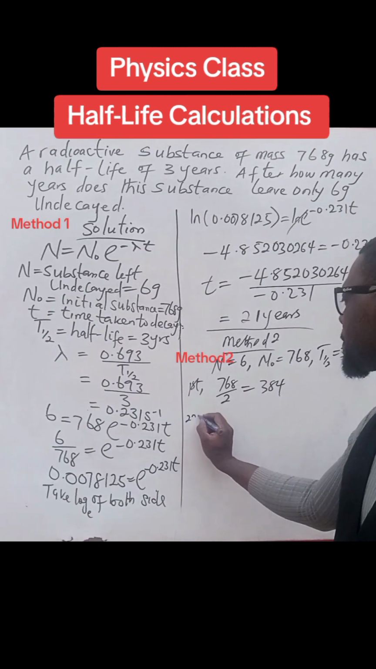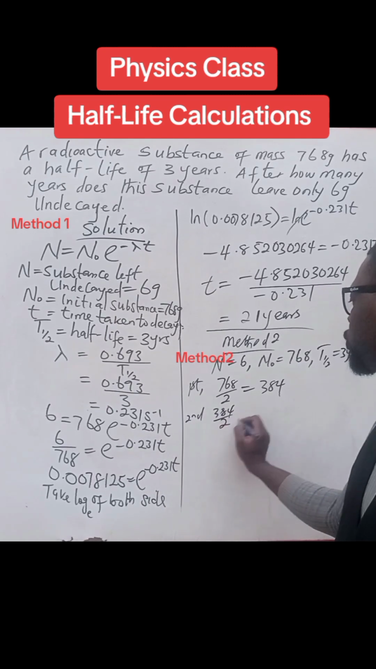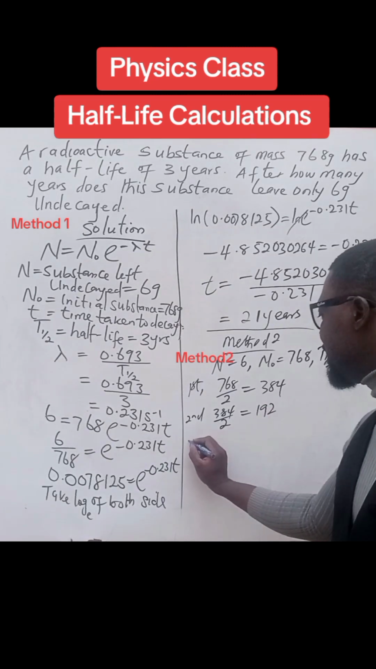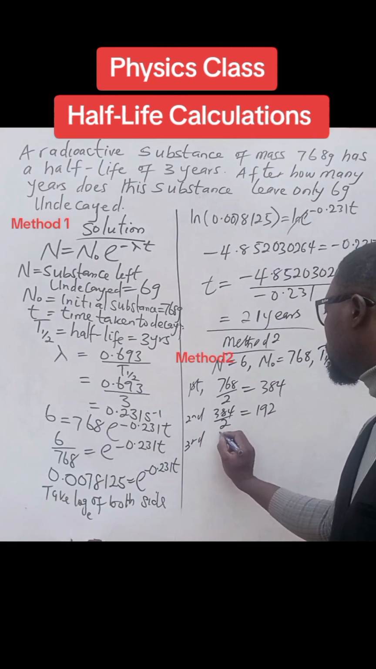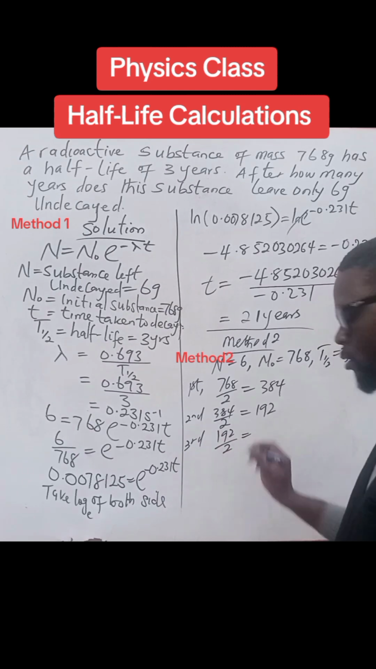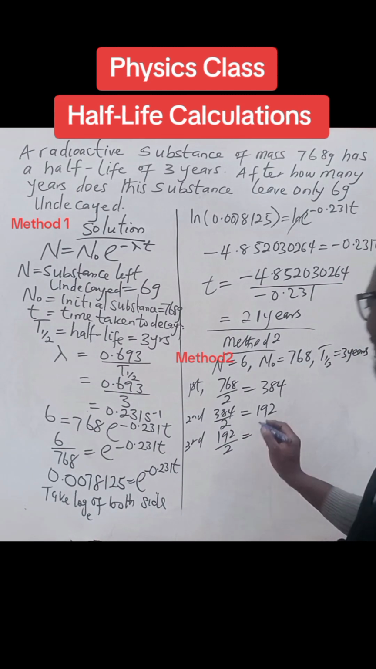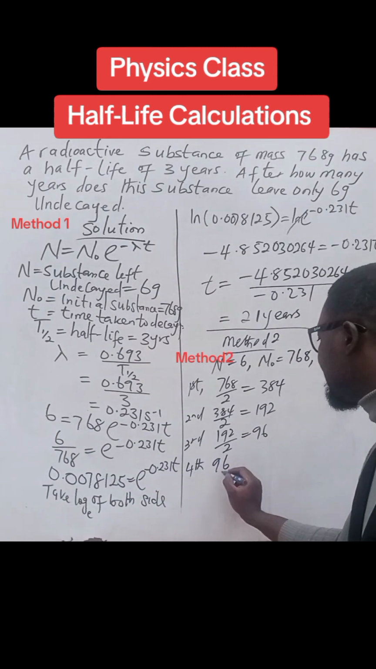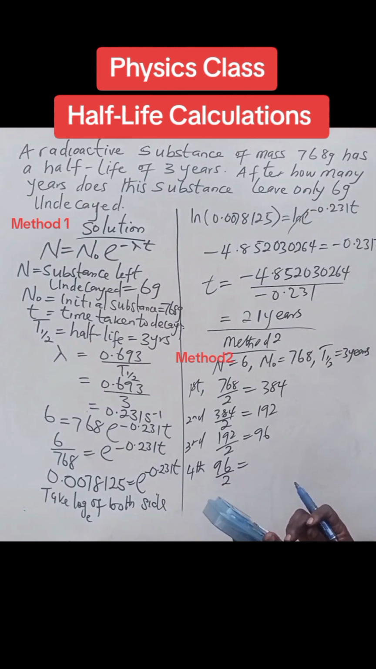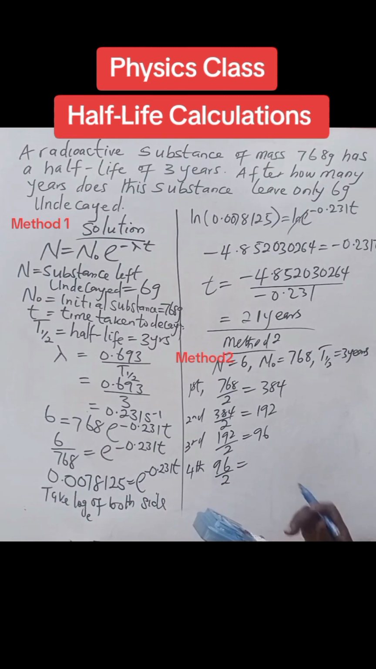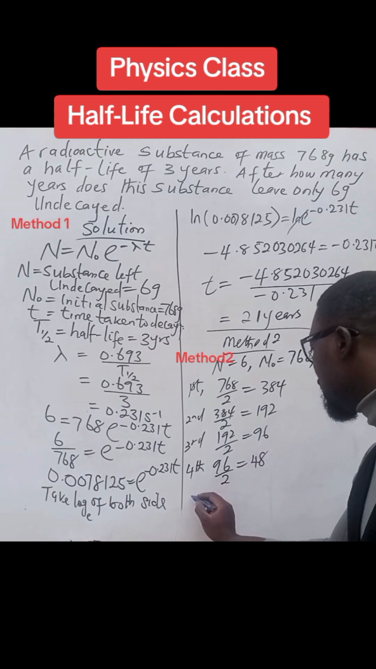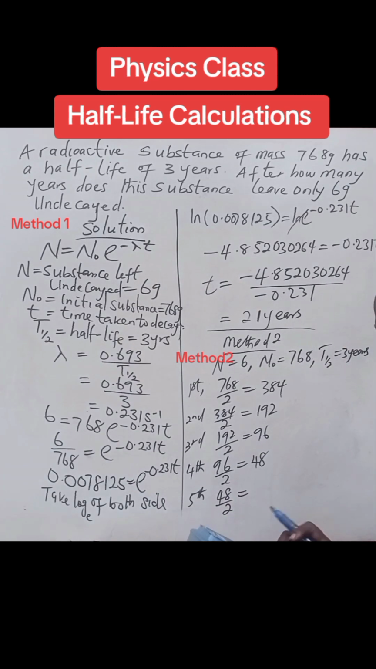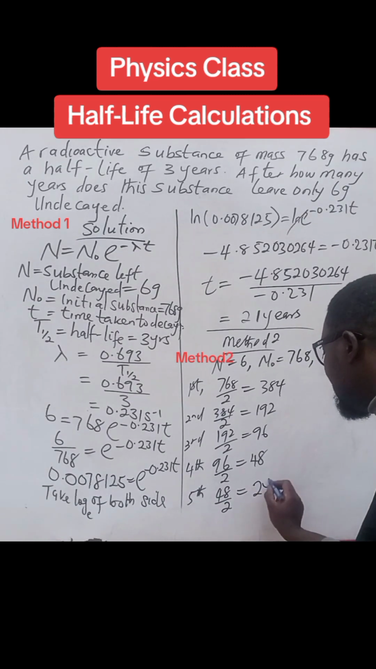Second, 384 divided by 2, we have 192. The third, 192 divided by 2, we have 96. The fourth, 96 divided by 2, we have 48. The fifth, 48 divided by 2, we have 24.